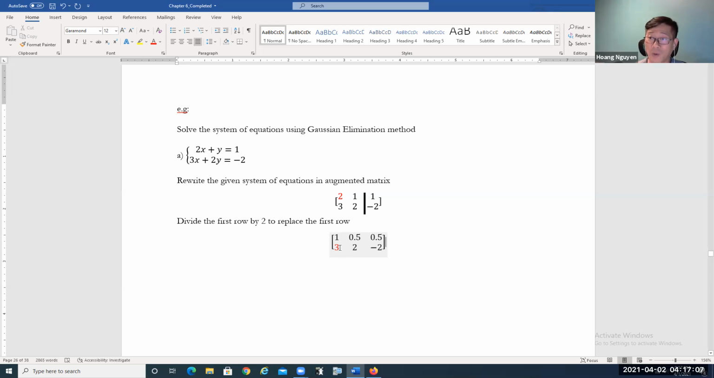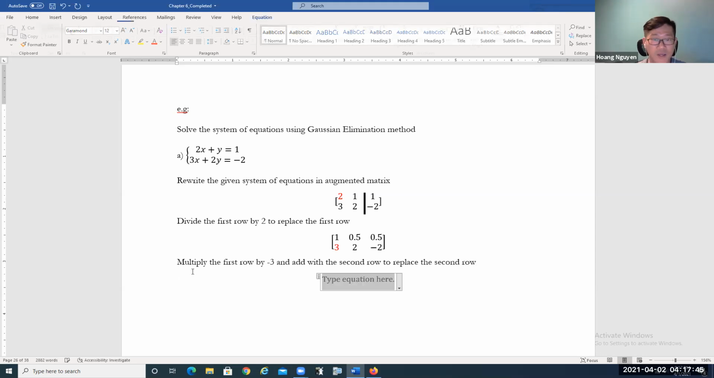So we're going to use the row operation that we have earlier. You might multiply one row by some number and add it with another row, right? So in this case, if I want to make this element equal 0, I'm going to multiply the first equation by -3 and add it with the second equation. Multiply the first row by -3 and add with the second row to replace the second row.